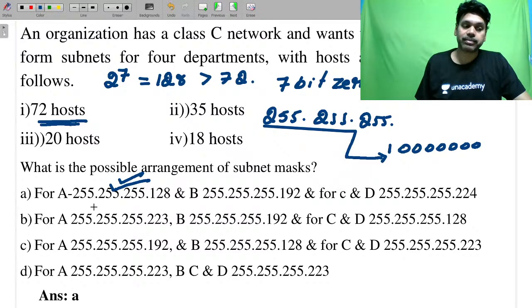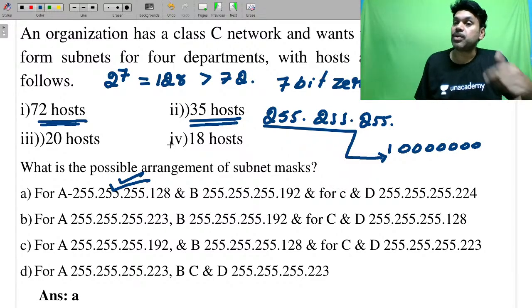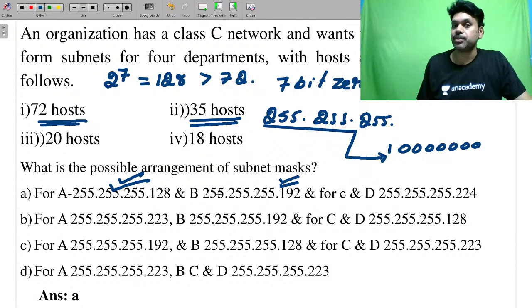255.255.255.128. Come to 35 hosts. 35 hosts means 2 power 5 is not satisfied there, so 2 power 6. 2 power 6 means 6 zeros and double 1, which is nothing but 192.